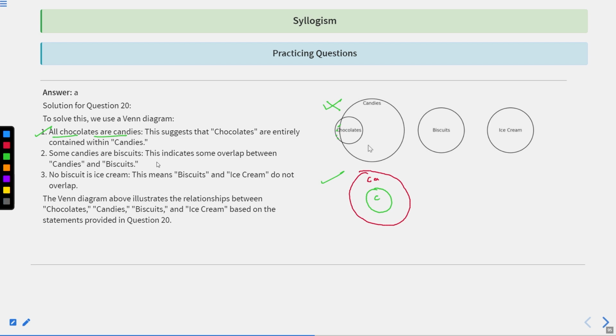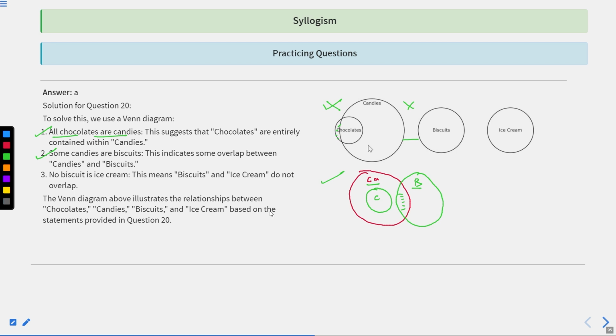Some candies are biscuits. Is there any relation between candies and biscuits in this particular Venn diagram? No, there is no overlapping between candies and biscuits. Therefore, we cannot infer that this Venn diagram is correct for the second statement also. Rather, the second statement would have been in this manner. Some candies are biscuits. Now it is showcasing that some candies can be biscuits.